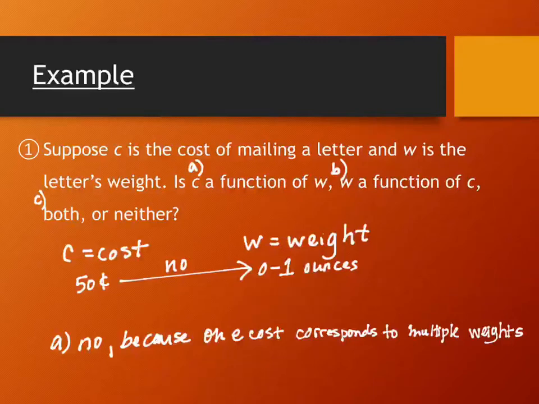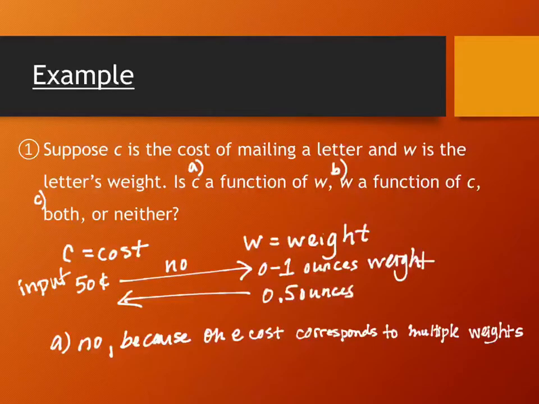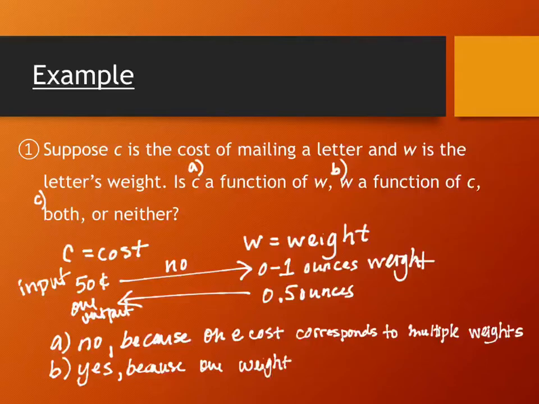So going this direction didn't work, right? When the cost was the input and the weight was the output, it didn't work. But if you go the other direction and you have the weight, one specific weight, so let's call it 0.5 ounces, it will have exactly one output, right? One cost to mail the letter. So on part B, this one is yes, because one weight has only one cost.